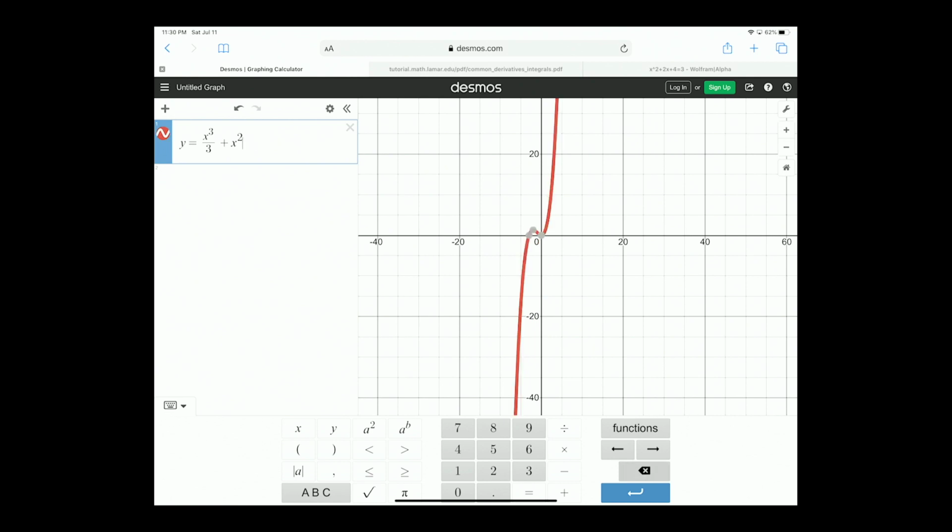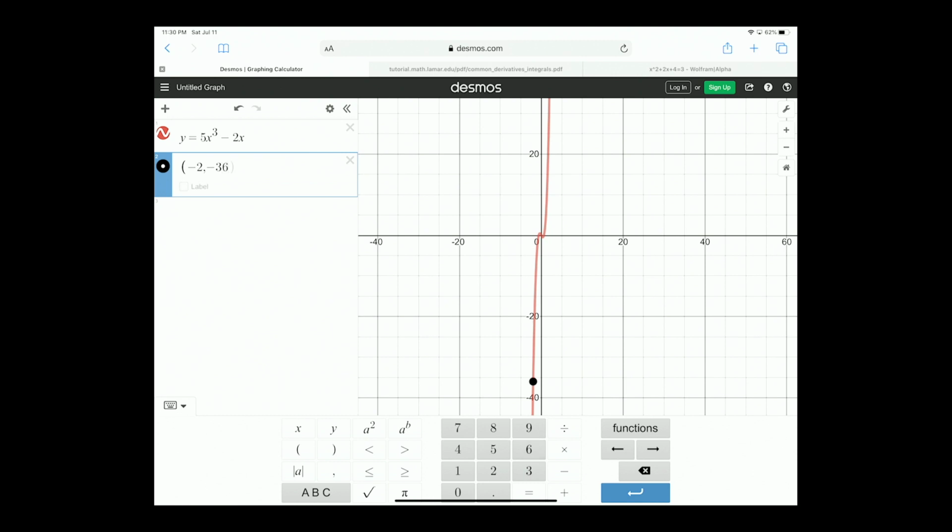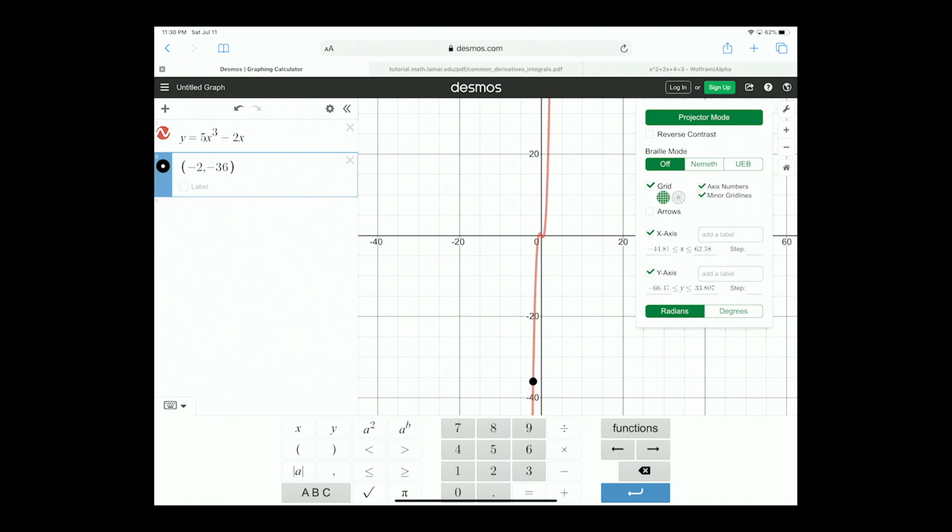we can graph this. I'm going to have to change the scale to make it look pretty, so bear with me here. So we want 5x cubed minus 2x. There's my curve. Now I want to plot the point just so we can see where it is. We want (-2, -36). Okay. Now while we're doing this, let me just change the scale here.